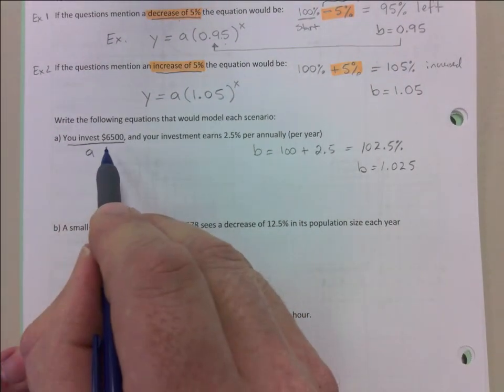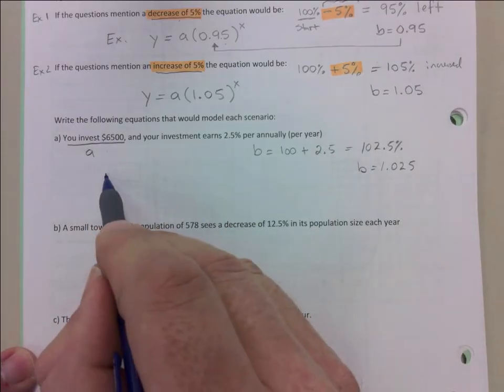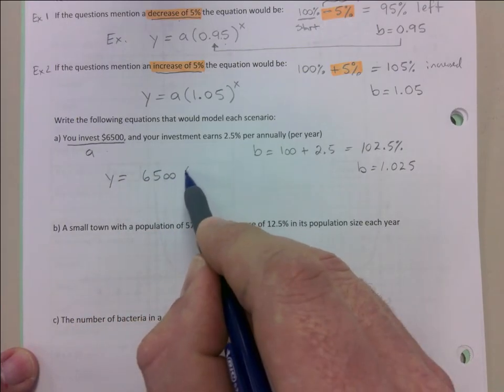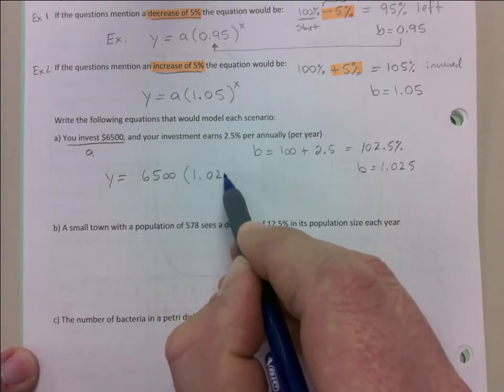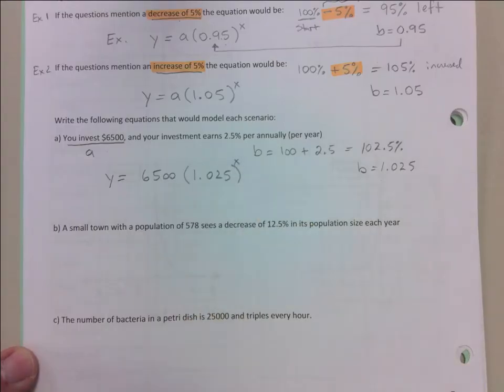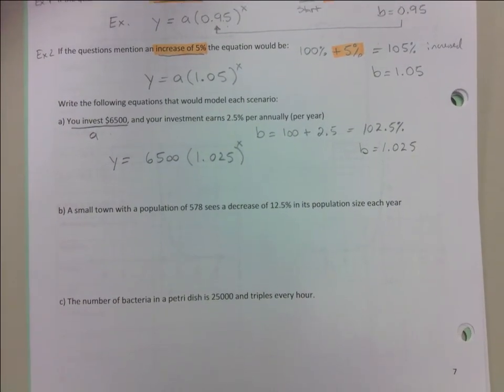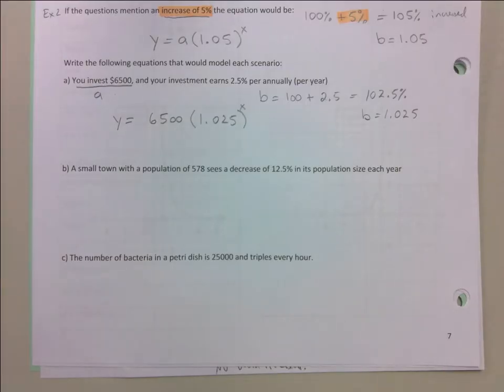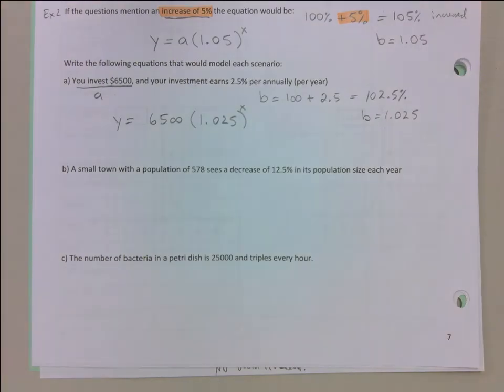So let's write it. We know what A is. We know what B is. We can now write our equation. Y is equal to $6,500 times 1.025 to the power of X. There we go. Can you give this a try? Try to write your equations based on those write-ups.